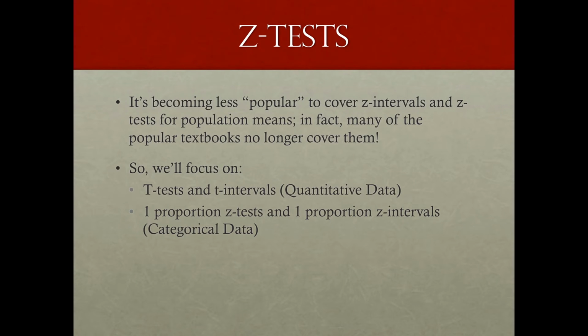Z-test. Guys, it used to be that Z-tests and Z-intervals were covered in almost every statistics textbook. Now, the fact is, many of the popular textbooks written today no longer cover them. So what I'll focus on are t-tests and t-intervals, which pertain to quantitative data, and something called the one proportion z-test and one proportion z-interval for categorical data. If we can get our students to understand these four concepts, the two branches of confidence intervals and the two branches of hypothesis testing, we'll be some very, very, very happy campers.